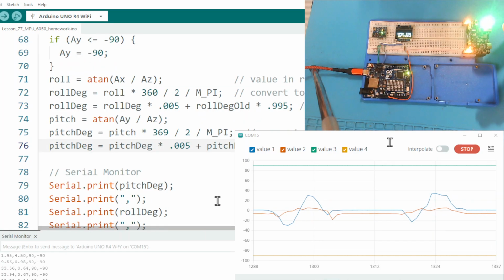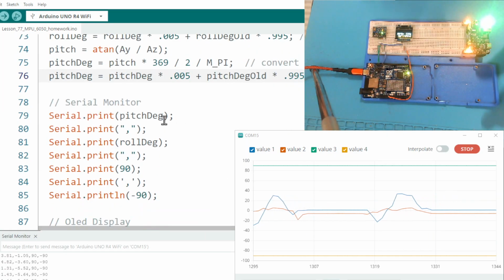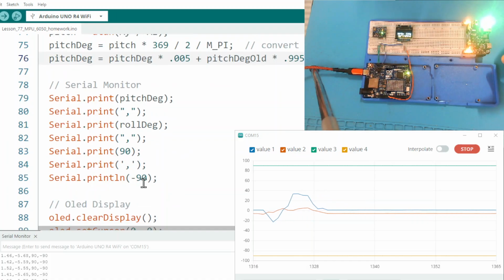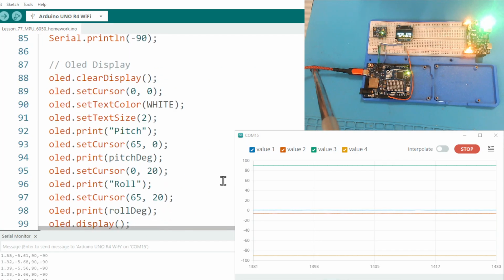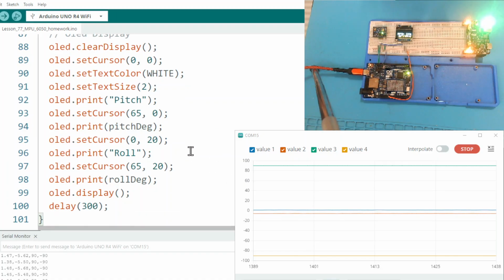Okay, now let's go down in here. Here I just printed the pitch degrees and the roll degrees. And then I put in 90 and minus 90 just to pin the serial plotter so it doesn't go in auto scale.